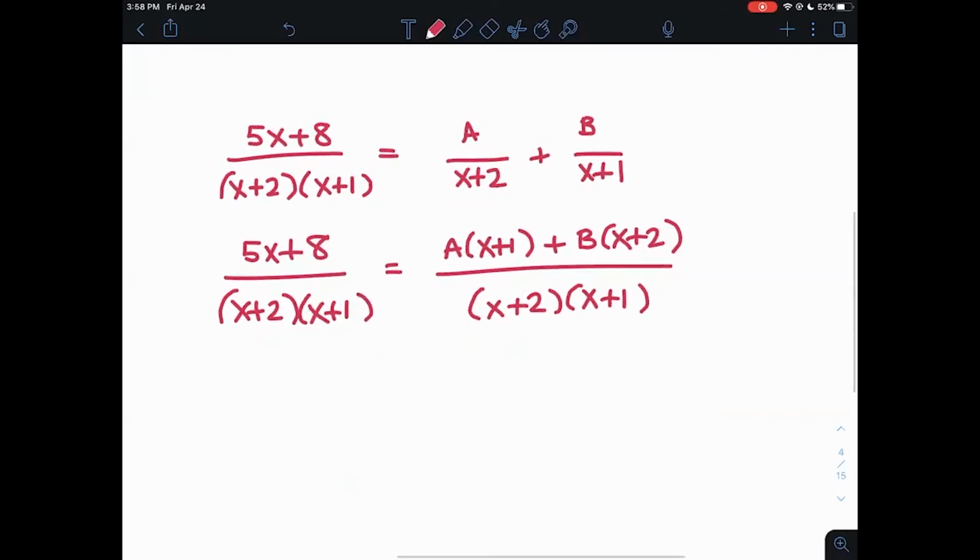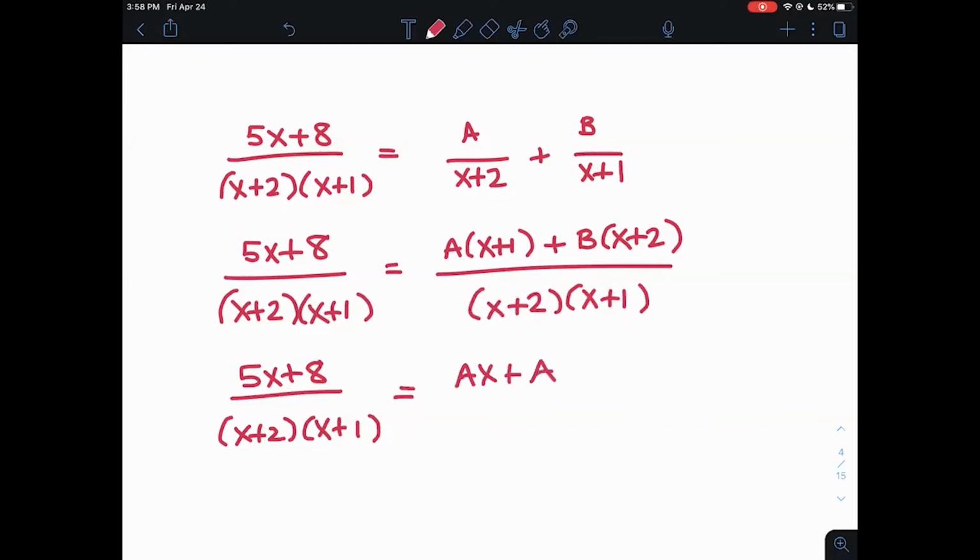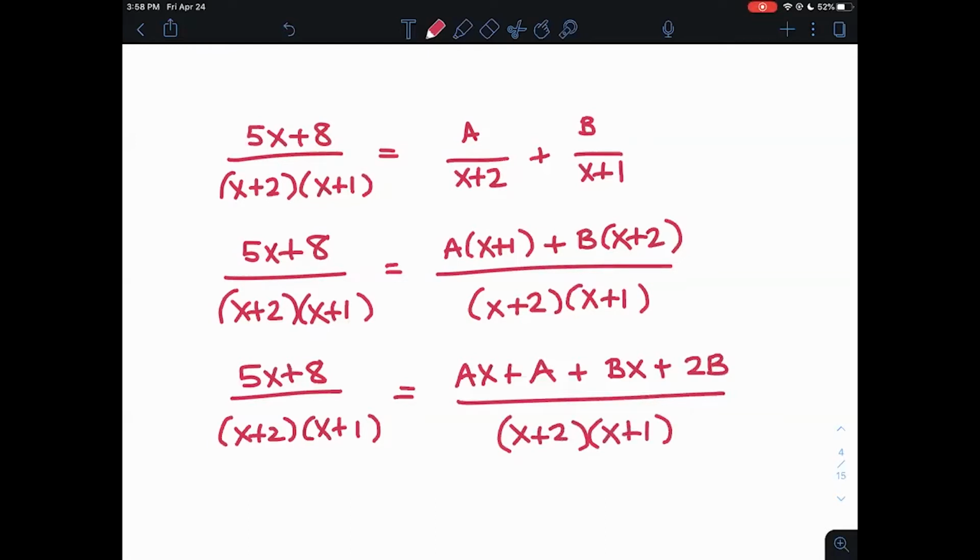And all I'm going to do is clean up that right side numerator. So (5x + 8) over (x + 2)(x + 1) equals ax + a, I'm unfactoring everything, plus bx + 2b over (x + 2)(x + 1). So now what we need to do is stop and line up what we started with what we now created for ourselves.